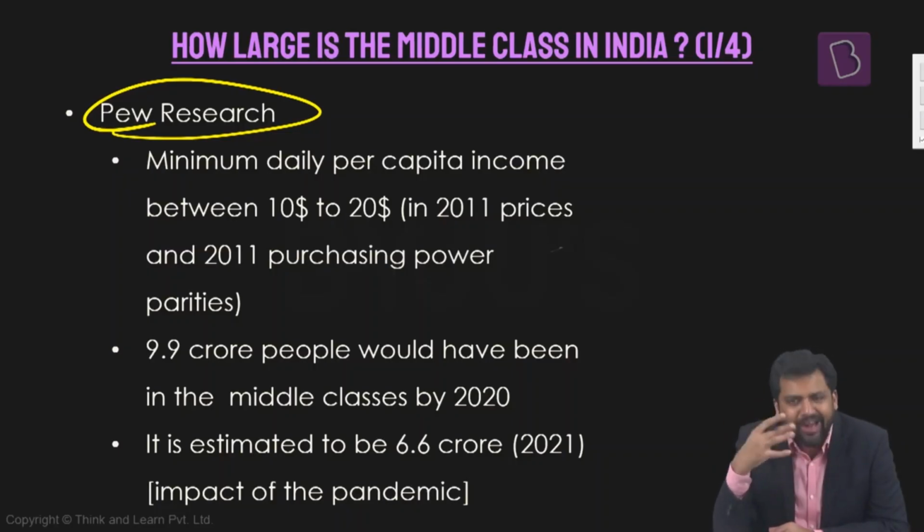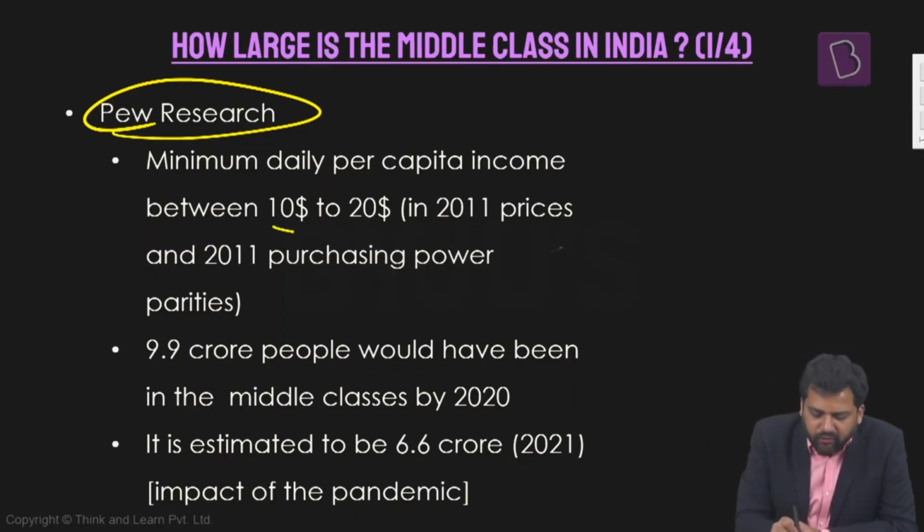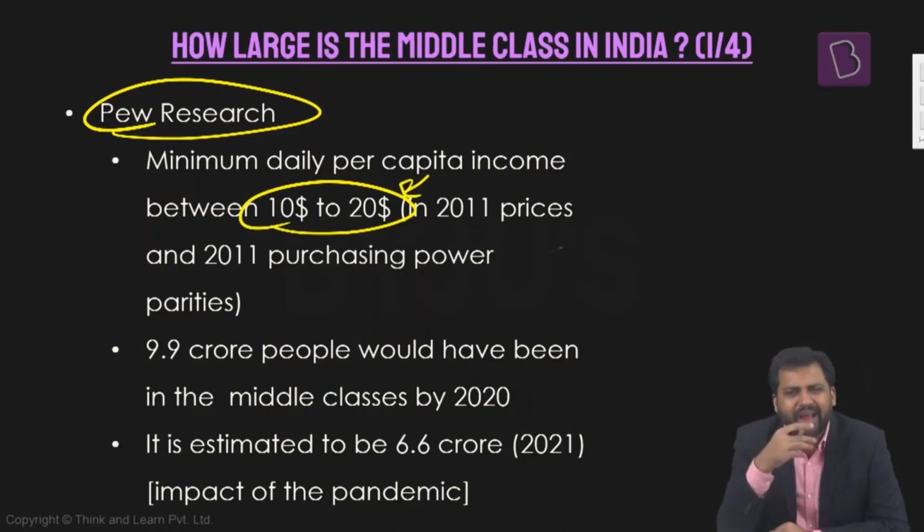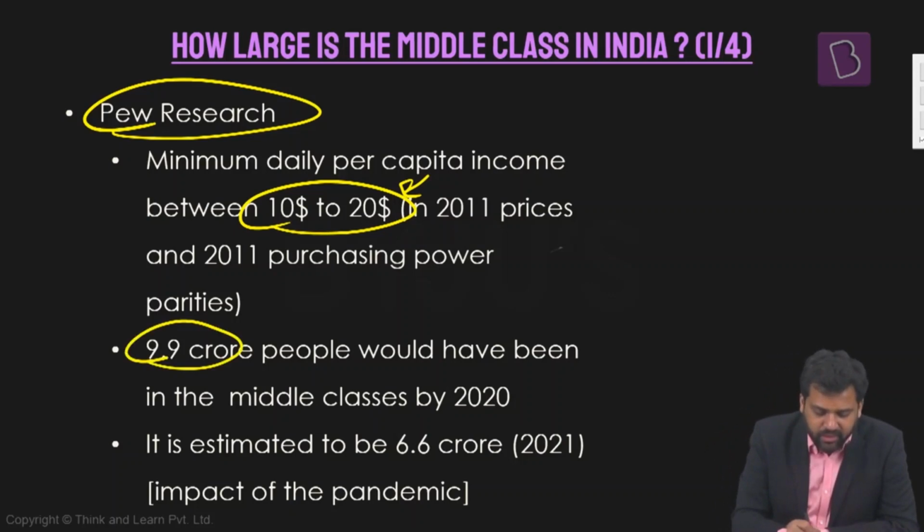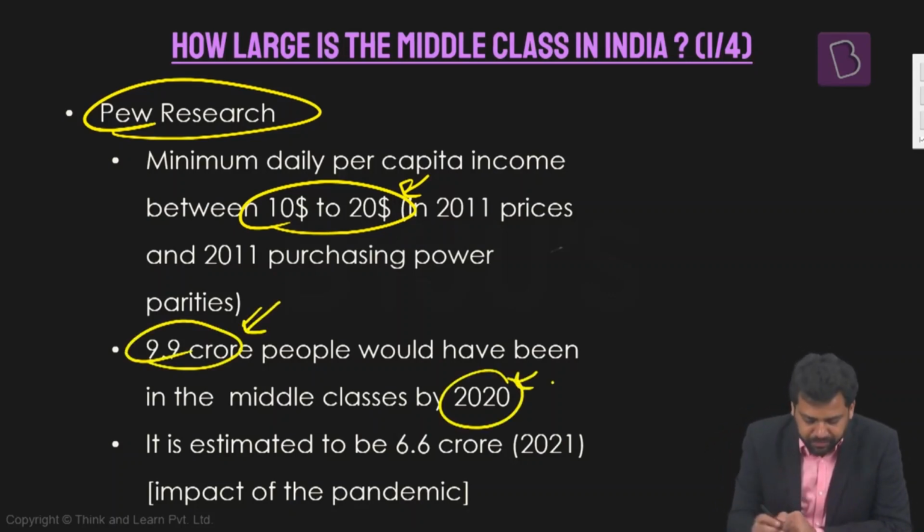Right? So what Pew Research does is try to find out the size of the middle class in India. And what they're saying is, if the daily per capita income is between $10 and $20 USD, adjusted to purchasing power parities, then you qualify as middle class. As per this, the number was expected to be 9.9 crores by 2020. This was the expectation.